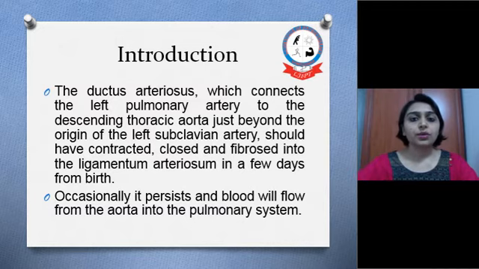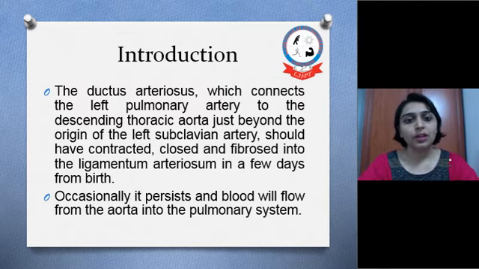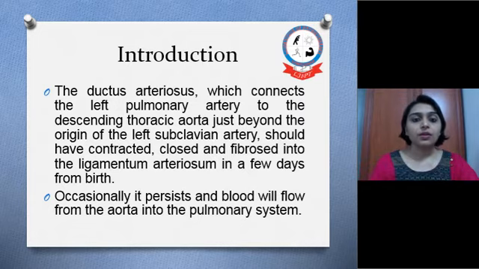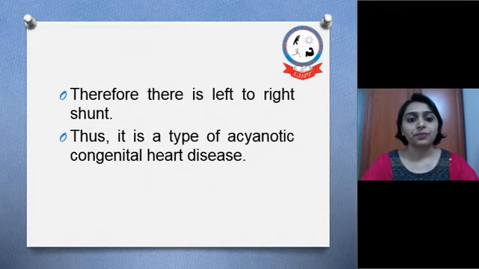The ductus arteriosus, which connects the left pulmonary artery to the descending thoracic aorta just beyond the origin of left subclavian artery, should have contracted, closed and fibrosed into the ligamentum arteriosum in few days from the birth. Occasionally it persists and blood will flow from the aorta into the pulmonary system, that is from left to right shunt. This is a type of acyanotic congenital heart disease because there is a left to right shunt.